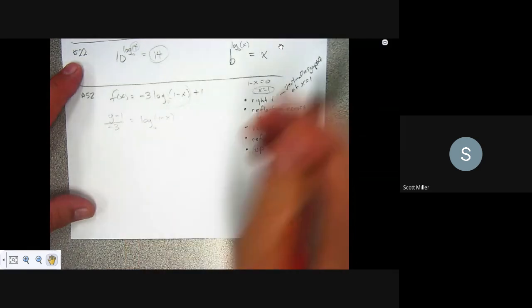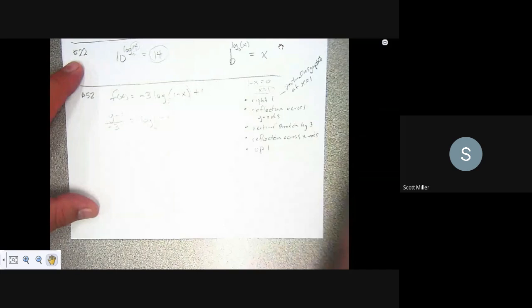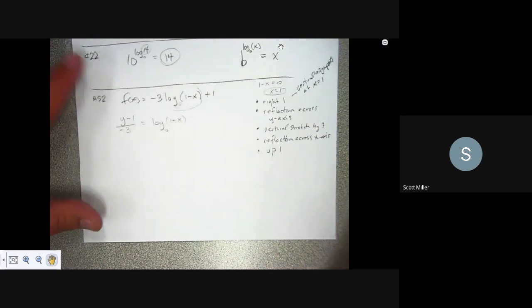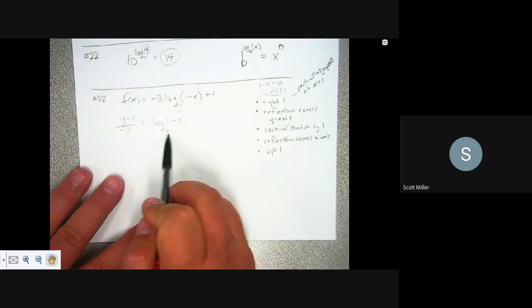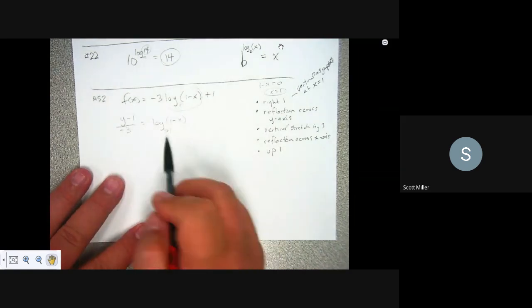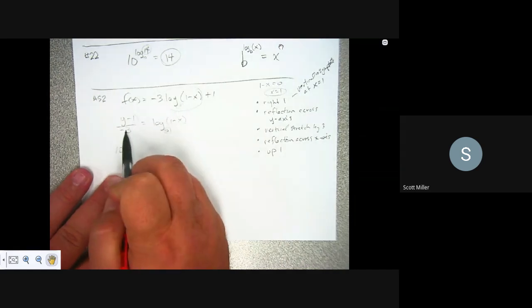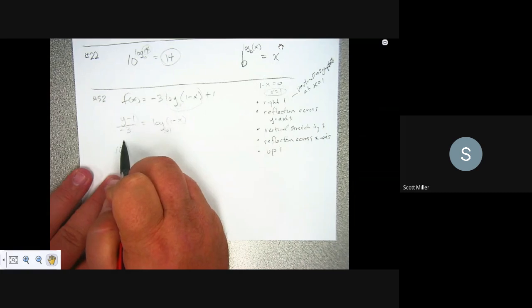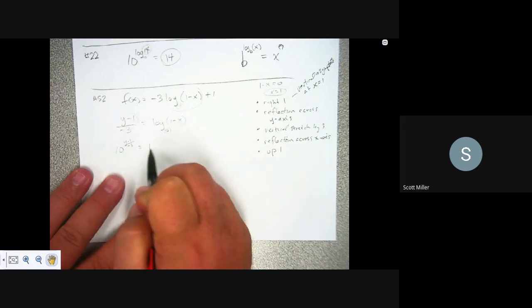This is where we use the box, circle, triangle to change forms. I have a log, so I put it into exponential form. So that means the base, now this is the box. This over here is the circle. This is the triangle. So I have 10, and I'm going to change these signs just a bit. I'll just leave it. y minus 1 over negative 3 is 1 minus x.